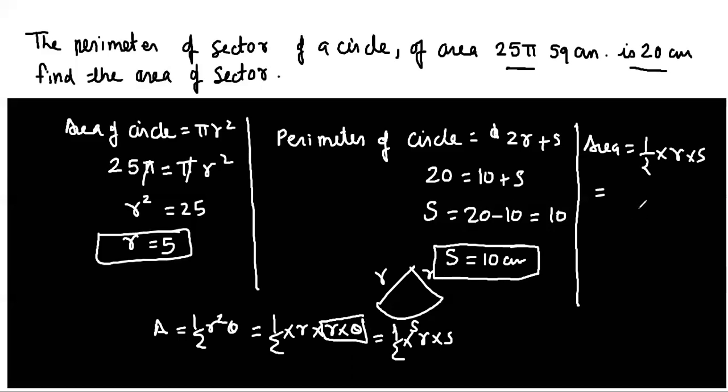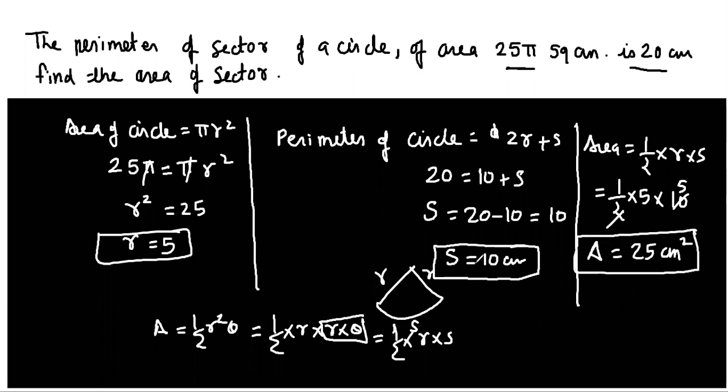Please mute yourself. This is disturbing. Half into r, that is 5, into S. S is 10. S means length of arc. So can I cancel this? Yes, 2 fives are 10. So the area of the sector is 5 fives are 25 centimeters square. This is the area of the sector.